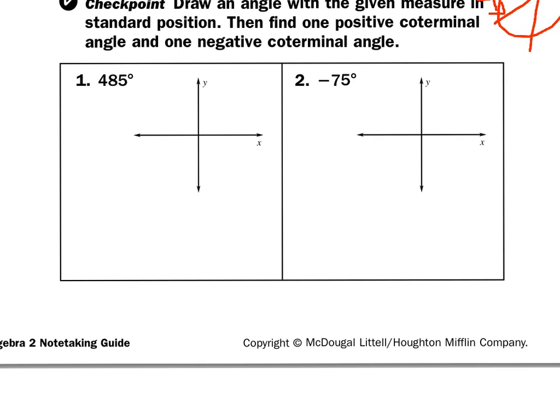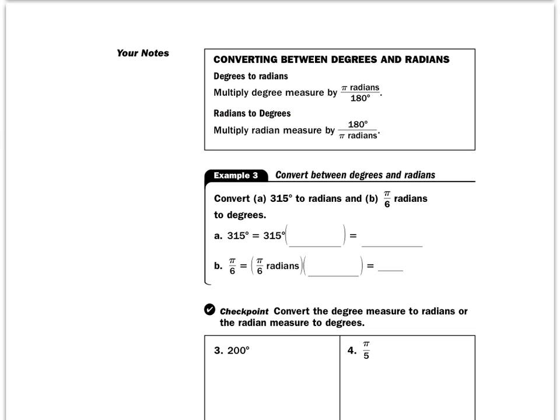All right, welcome back. Hopefully, when you had to find 485, you were able to do that by doing 360 plus 90 plus 35 more. Somewhere right around there. And negative 75 was right down here.